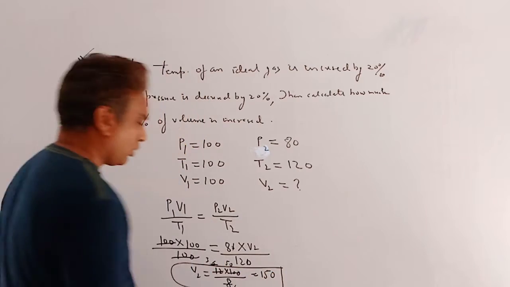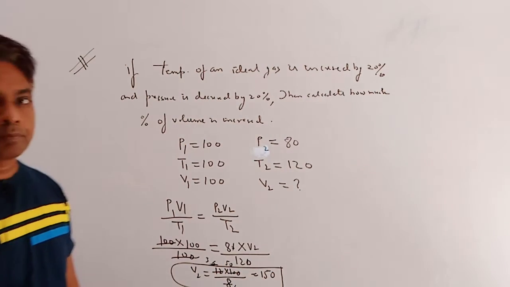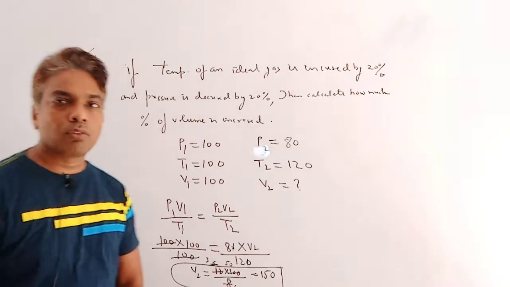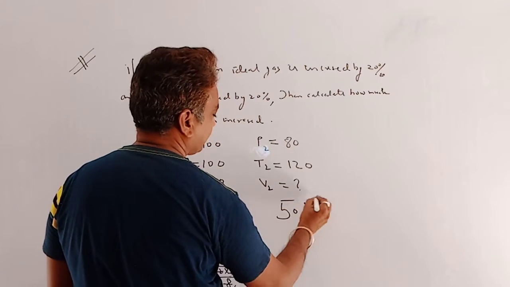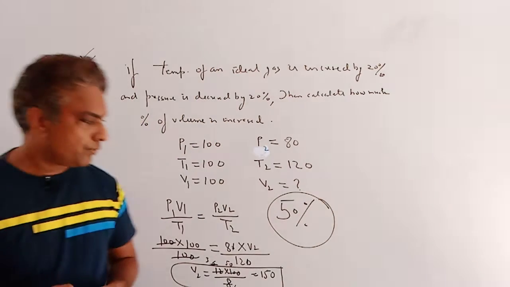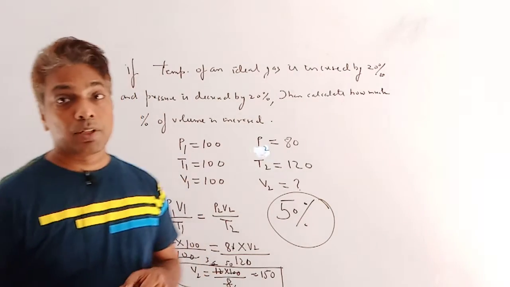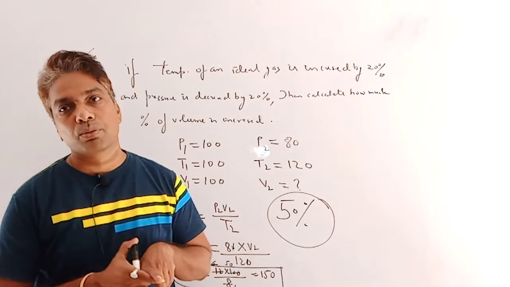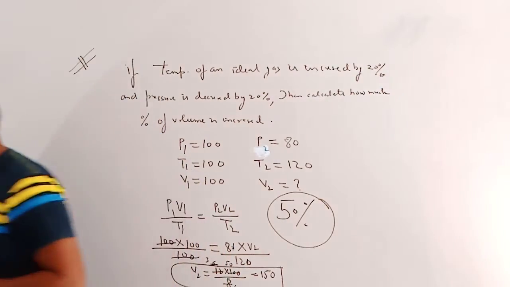So if V2 is 150 and the initial volume is 100, then how much percentage of volume is increased? It will be 50%. Clear? So the volume of the gas is increased by 50% if temperature is increased by 20% as well as pressure is decreased by 20%. Here is the question. Clear?